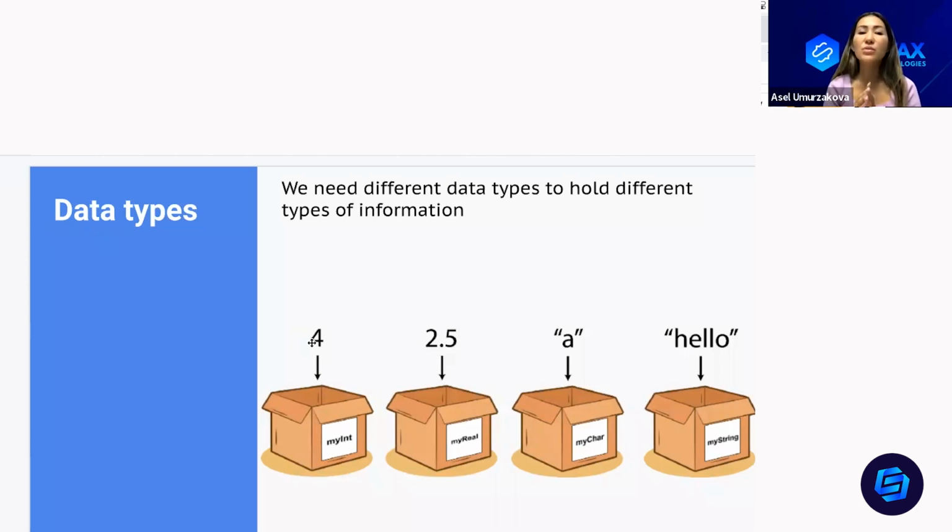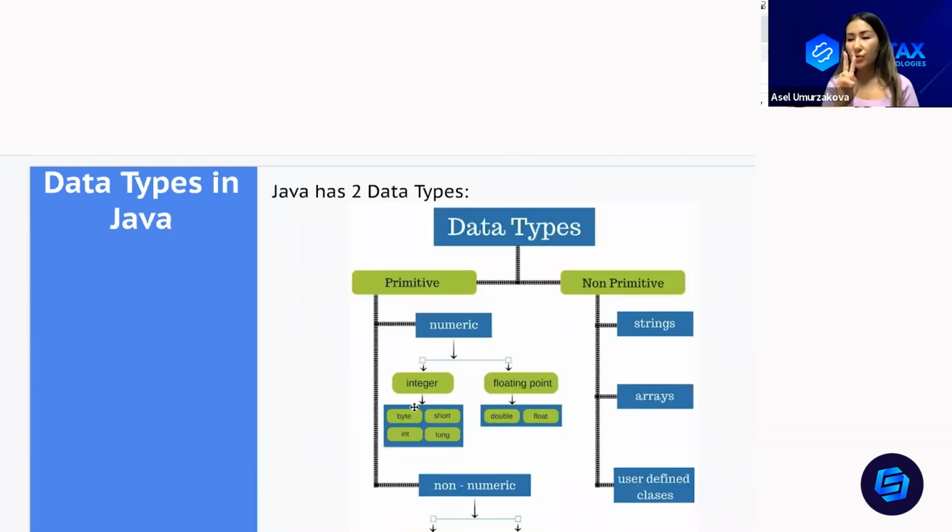Now when it comes to Java, Java provides us with two different data types. First we will look at the two different data types, and then we will look at how we process them. Always remember, some of you may be ready to say eight, but Java has two classifications: primitive and non-primitive.